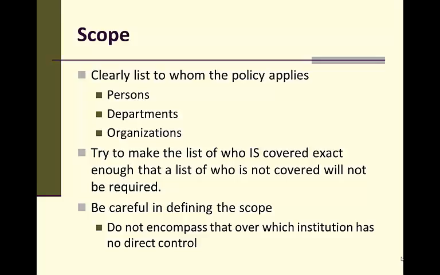Remember that in certain situations, scope may also need to be extended to other settings, such as transport vehicles, or other departments such as dietary services. Be careful in defining the scope, though, that you do not try to encompass things over which the institution has no direct control. For example, a hospital policy on trauma care could not be used to constrain the actions of pre-hospital providers who were employees of another organization which was not under the control of the hospital.